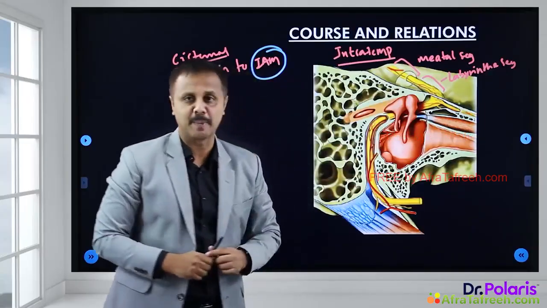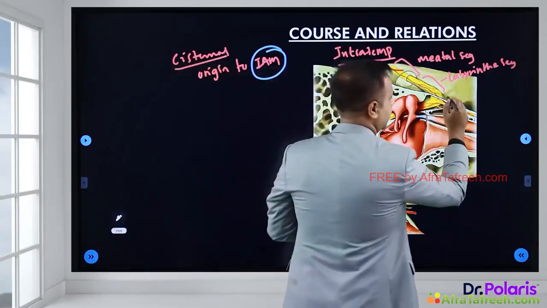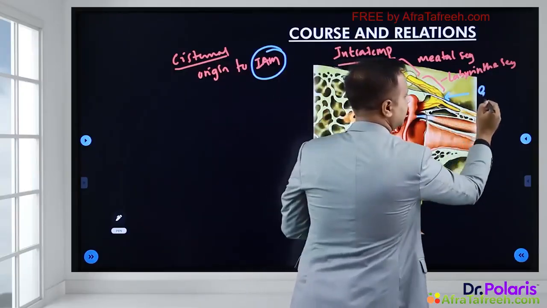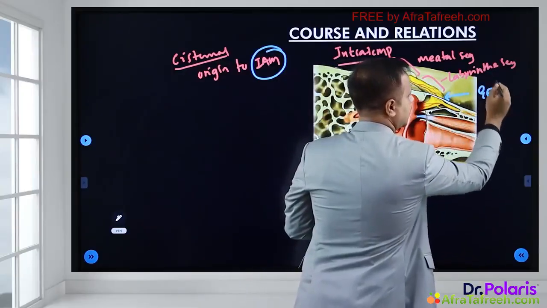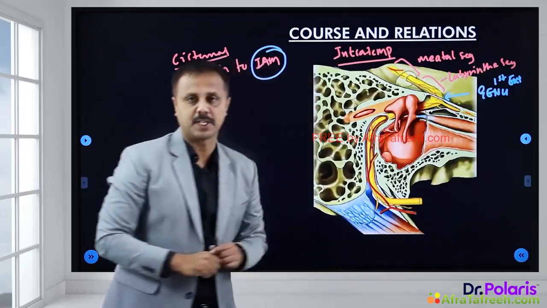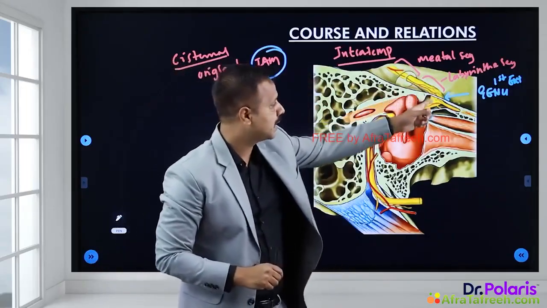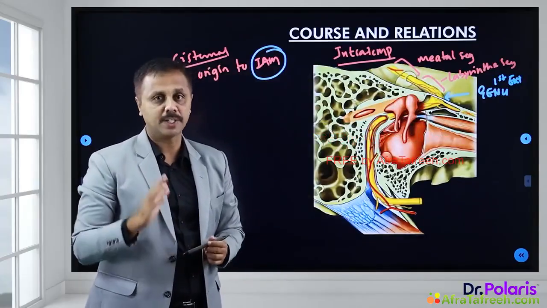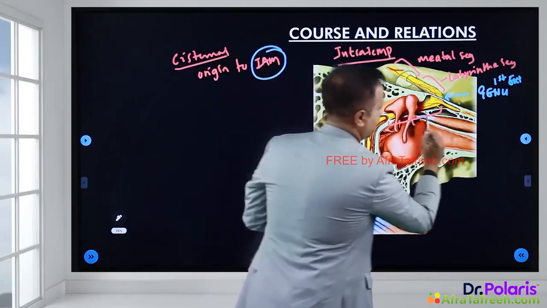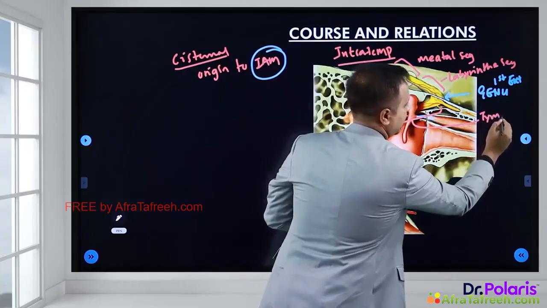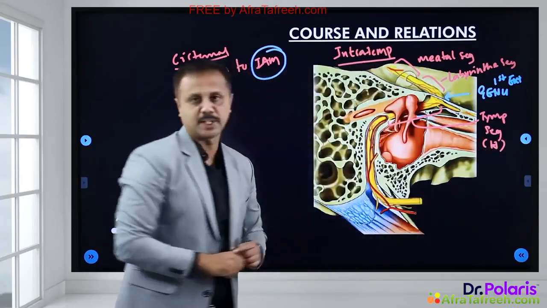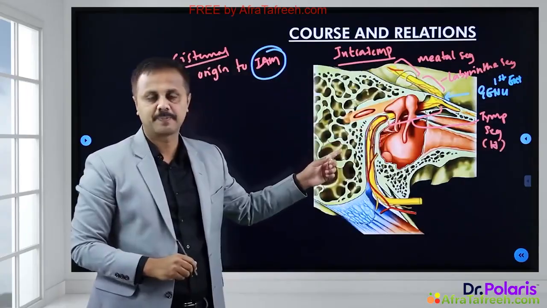Then the labyrinthine segment undergoes a bend. Can you see this bend? Now this bend is what we refer to as the genu. This is the first external genu of the facial nerve, where the labyrinthine segment will continue as the tympanic segment or the horizontal segment. Now this segment is what we refer to as the tympanic segment. The tympanic segment is also referred to as what? Horizontal segment, because of its horizontal course.